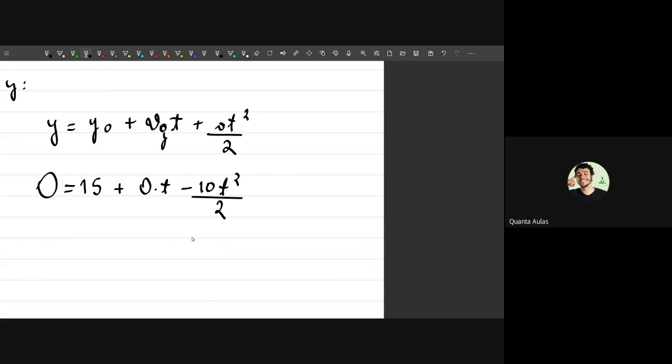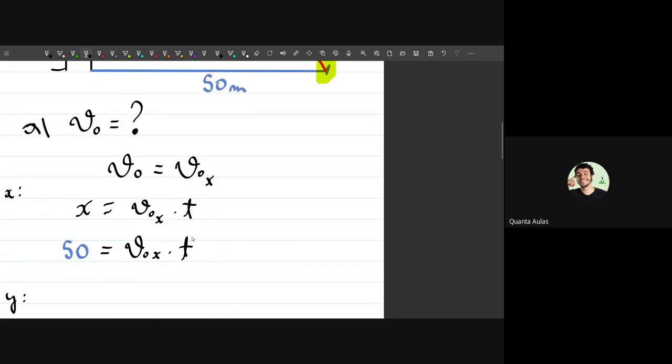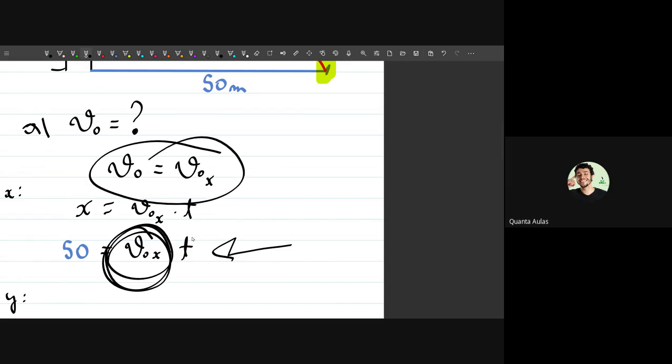So here we can obtain the time. Did you understand? We will obtain the time in the y equation. In the other problems we did, we obtained the time in the x equation. But here we have more information in y, so we obtain the value of time here and take this value and put it here to obtain the velocity, because this is the velocity we want.